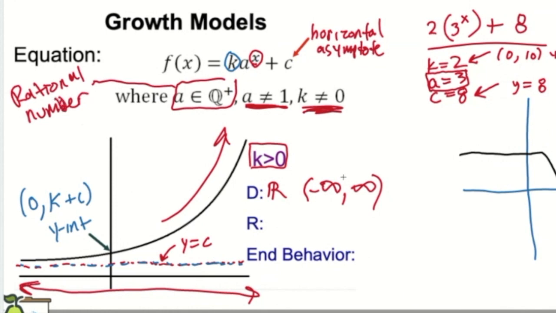All that means is the number that's going to be there for a is always going to be something that can be changed to a fraction. So rationally, you might see it as a over b. Just saying it can be written as a fraction. So for example, 1 can be written as 5 over 5. 2 can be 4 over 2. Any number that can be written as a fraction is rational.